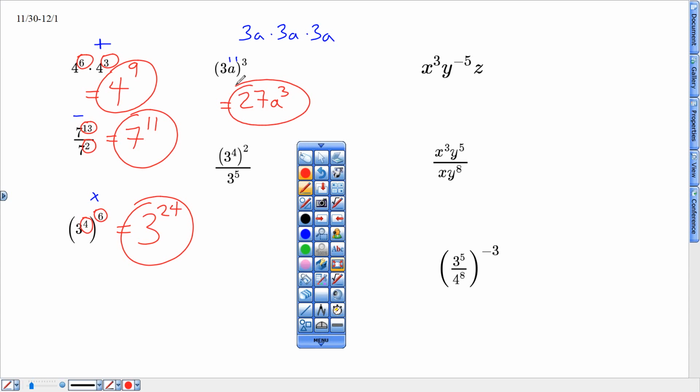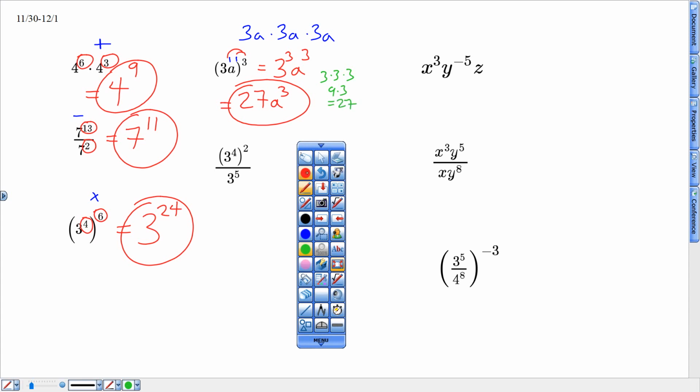Another way is distributing through and knowing that you get 3 to the 3rd, A to the 3rd right away, and then get that 3 times 3 times 3, which of course gives you 27. That's where we're getting 27. 3 to the 3rd is 3 3's times each other.